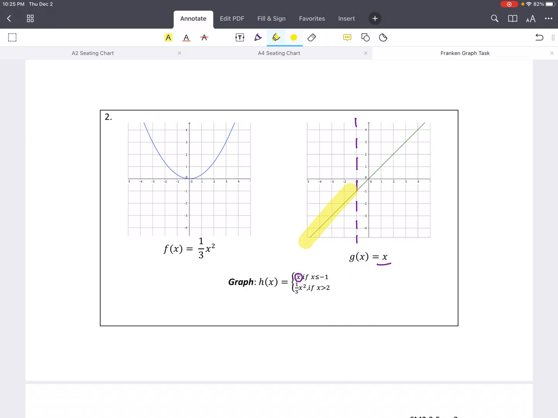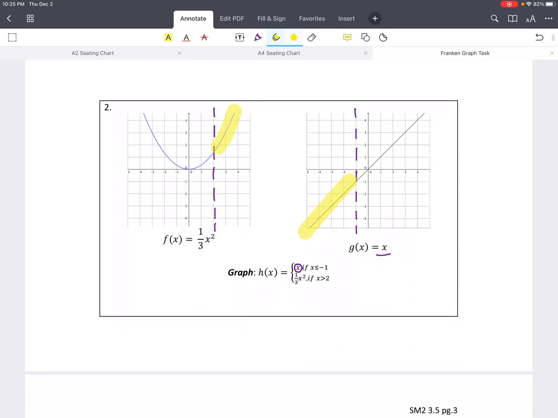And we're going to choose 1/3 x squared for everywhere that x is greater than 2. So over here, here's where x is 2. If I want greater than, I want the right side of it. Cool, cool, cool.